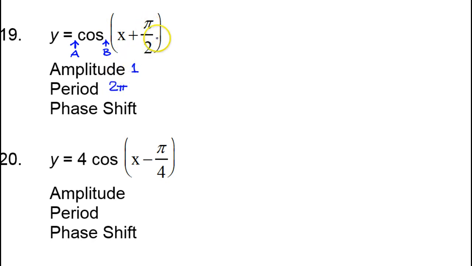Now, we do have a phase shift right here. This pi over 2 tells me that there will be a phase shift. This phase shift will be to the left by pi over 2. So this is going to be pi over 2 to the left. It's always the opposite of what it looks like.